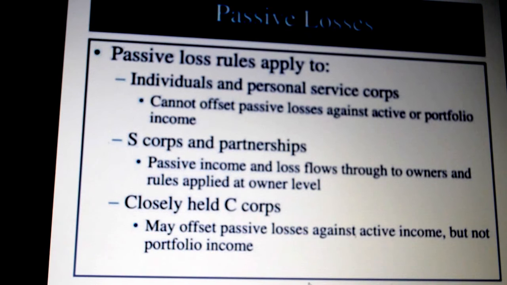Similar to individual taxpayers, PSCs generally cannot deduct passive losses against either active income or portfolio income. The application of the passive loss rules is not as harsh for closely held C corporations. They may offset passive losses against net active income, but not against portfolio income.